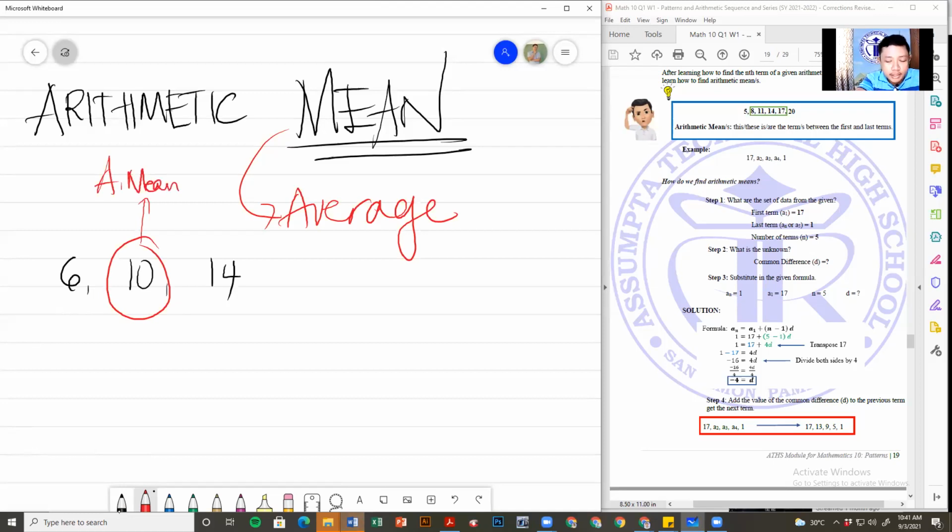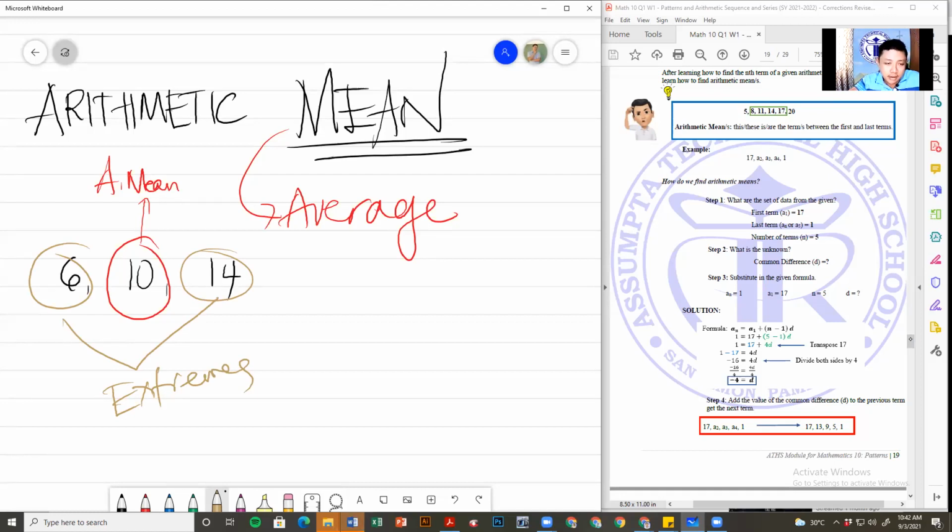And if you can recall our discussion a while ago, we have our means and extremes, right? The means are those inside the sequence that are between the extremes. And the extremes are our first and last terms. Just for you to remember, this is part of our first discussion. So in our topic now, we are talking about the arithmetic mean, the term in between the extremes.